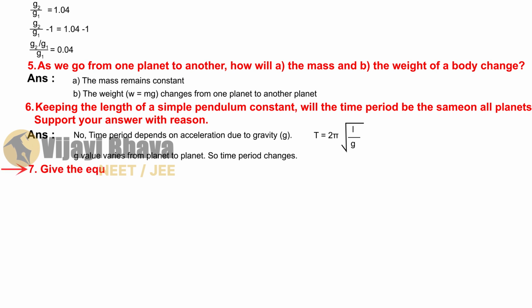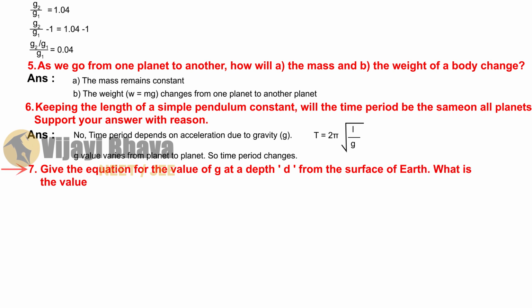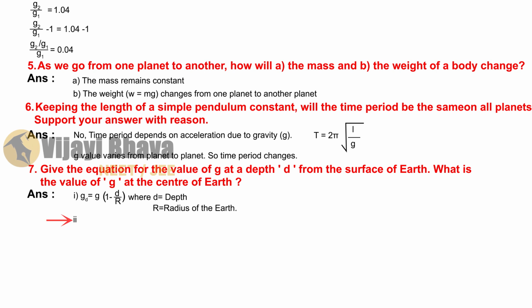Give the equation for the value of g at a depth d from the surface of Earth. What is the value of g at the center of Earth? The answer is, the value of acceleration due to gravity at a depth d, represented by gd, is given by g into 1 minus d by r, where d is the depth and r is the radius of the Earth. At the center of the Earth, the value of acceleration due to gravity is 0.